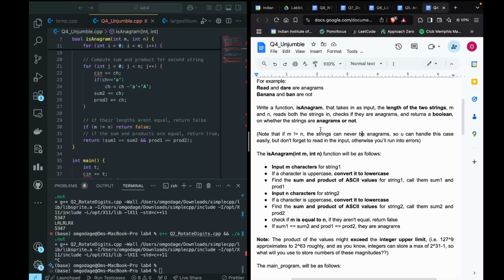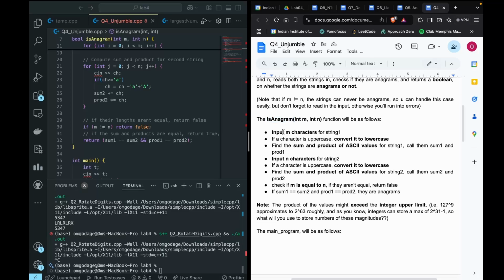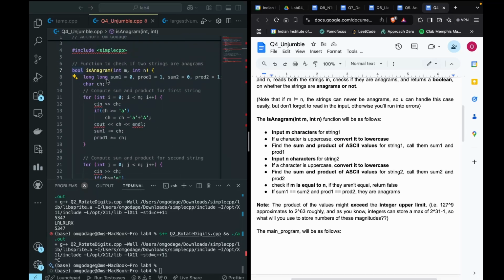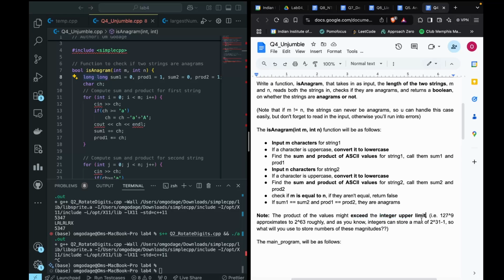So yeah, that's it. So your function isAnagram should do the following: it should input m characters for string 1. So that's what my function does. Okay, wait, before that I'll explain this later on. So you have to take long for the products, not for the sums. I just wrote it in one line, that's why I've written sums as long as well, but you need the product as long, because the product of values might exceed the integer upper limit.